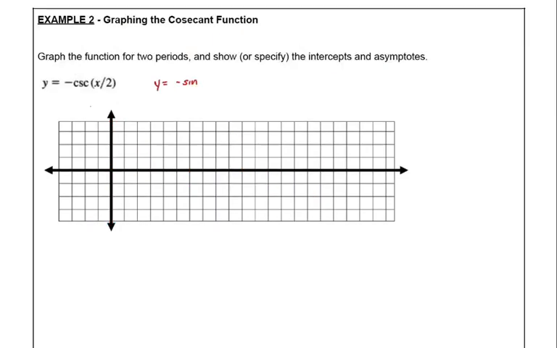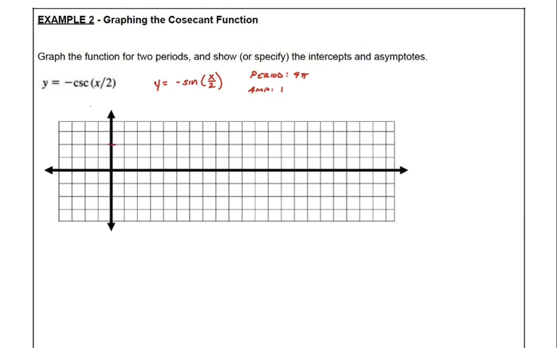If I want to graph negative cosecant of x over 2, the way we're going to do that is by graphing negative sine of x over 2. If I graph negative sine of x over 2, it'll give me basically the locations of all the things I need for cosecant. It'll tell me where to draw my vertical asymptotes and where to make the U-shaped portions of cosecant. The period of negative sine of x over 2 is 4 pi, and the amplitude is 1.